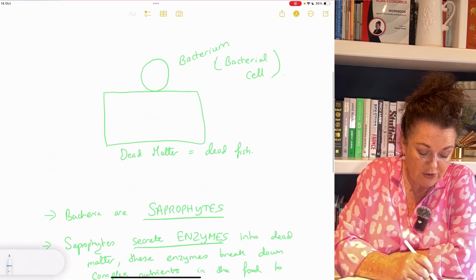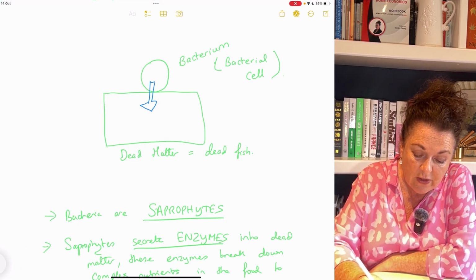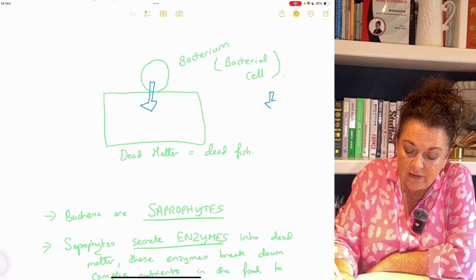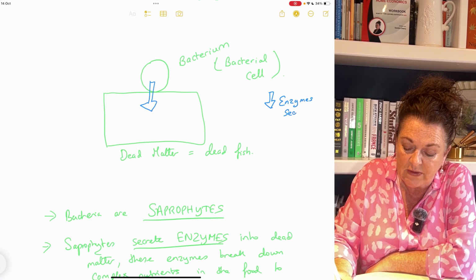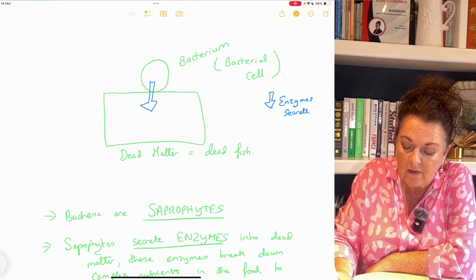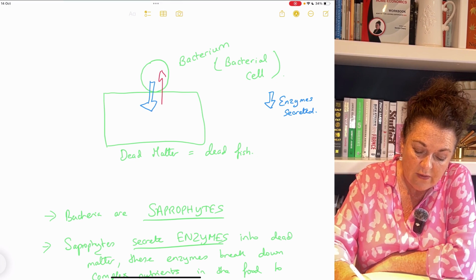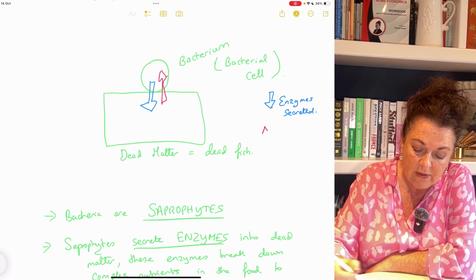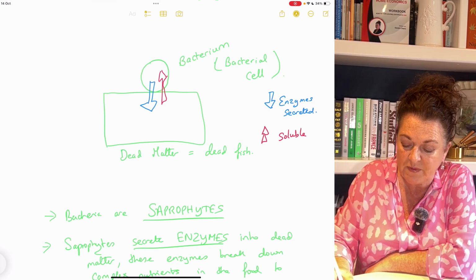So we'll just go back to our diagram again, and we show a diagram here for the enzymes being secreted into the actual food. So enzymes secreted. And then we'll take another one here then, how the soluble nutrients are absorbed.